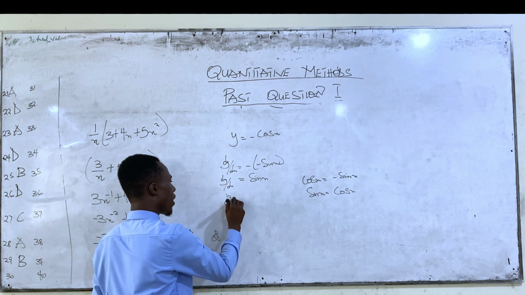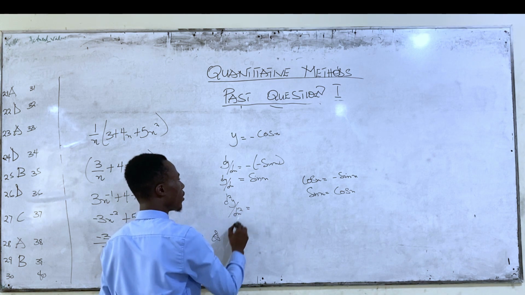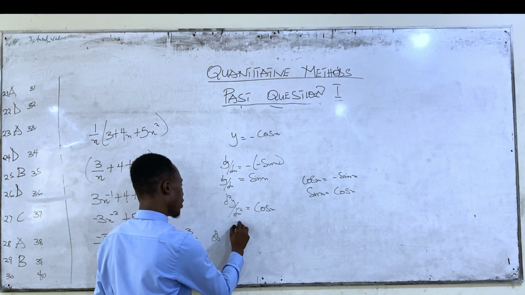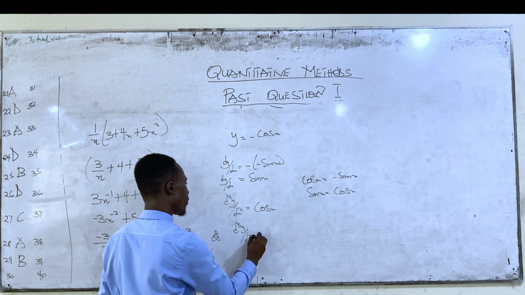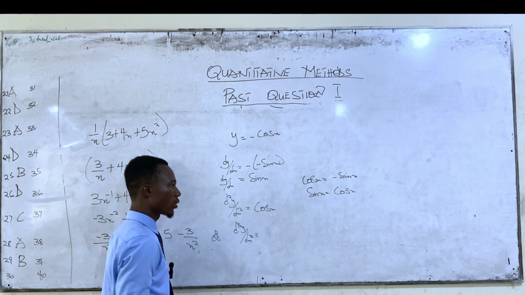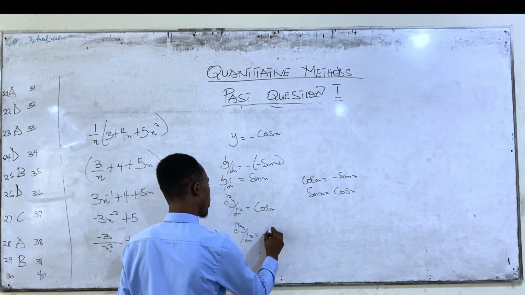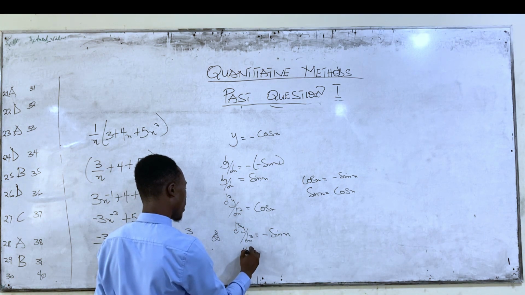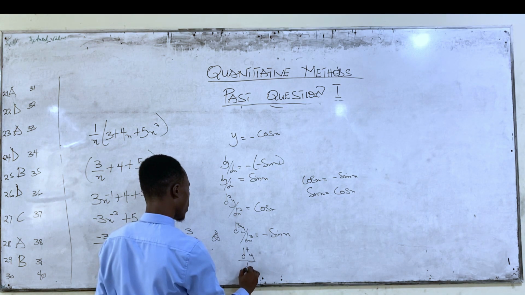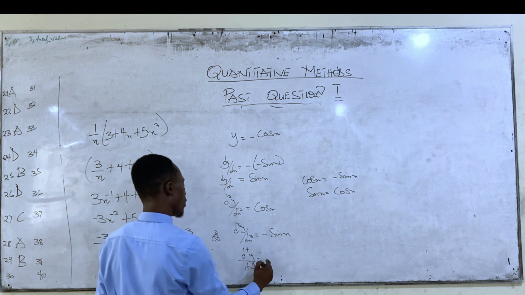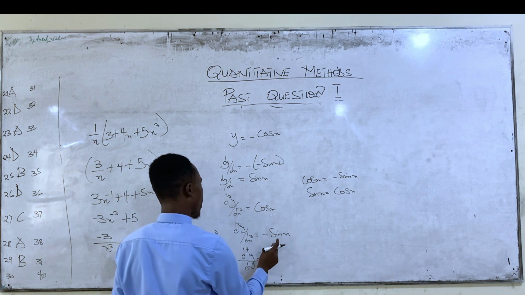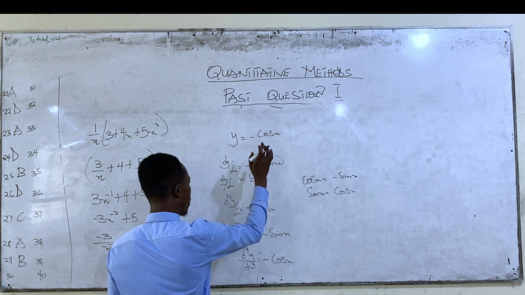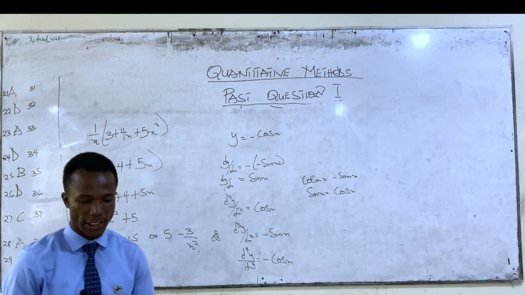Then we find d²y over dx². When you differentiate sine x, you get cos x again. Then we find d³y over dx³. When you differentiate cos x, you get negative sine x. Then we do the last one, d⁴y over dx⁴. That is when you have negative, then when you differentiate sine x, you get cos x. So we started from the question and we have gotten back to the question again.